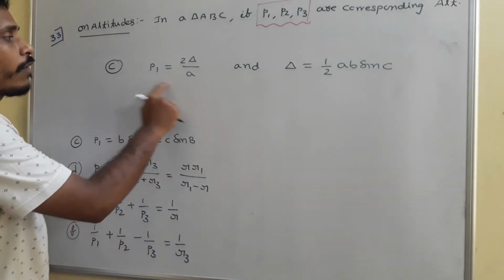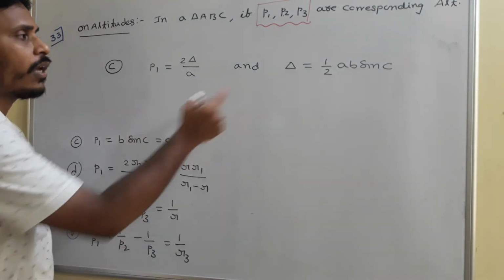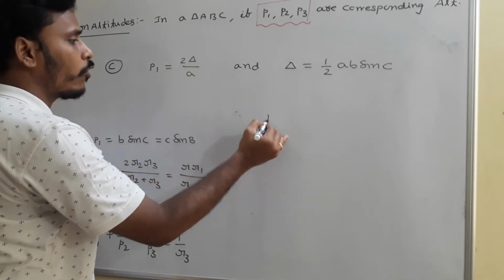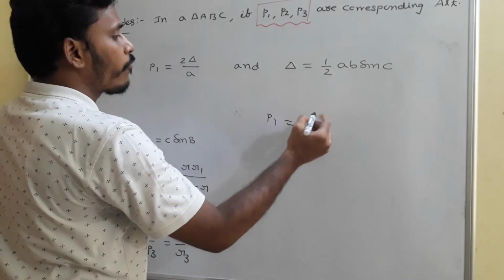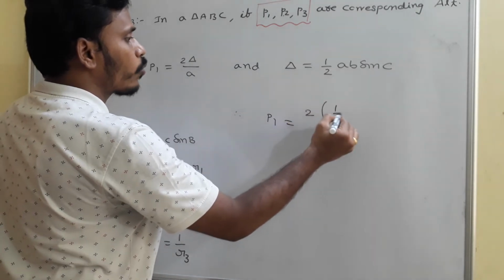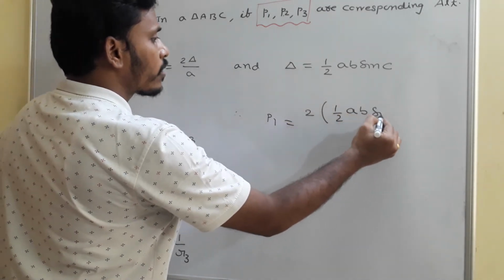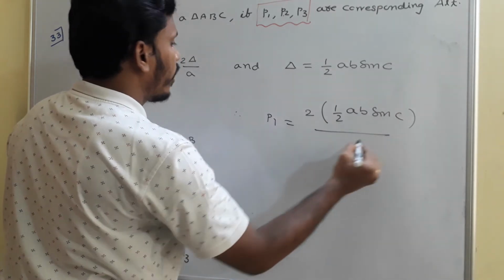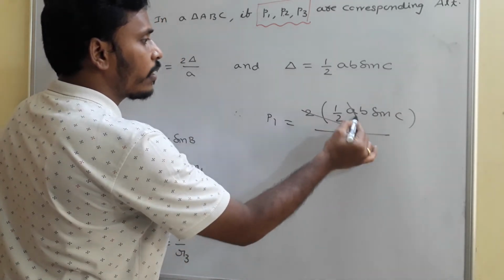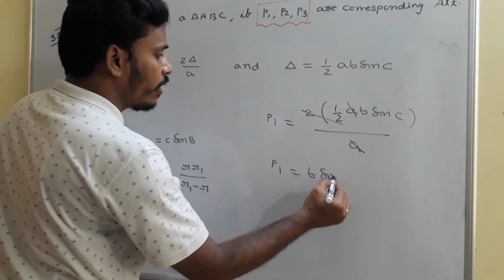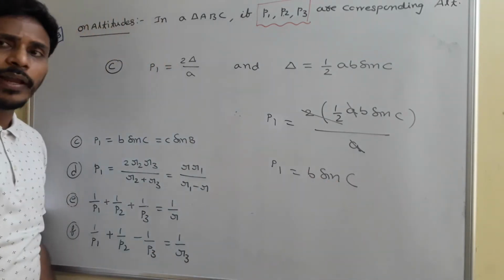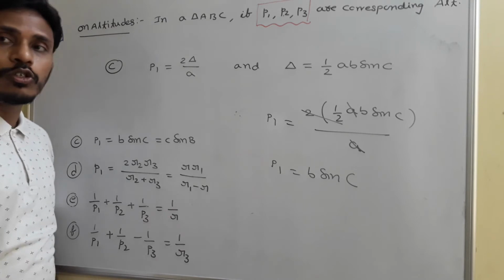And here in particular we have that P1 is equals to 2 delta by A. You just combine those two. Therefore P1 is equals to 2 delta by A. Delta is half AB sin C, so 2 times delta is half AB sin C divided by A. So 2 and 2 get cancelled. A and A get cancelled. You are left with P1 is equals to B sin C. Very simple, right? So P1 is equals to B sin C.